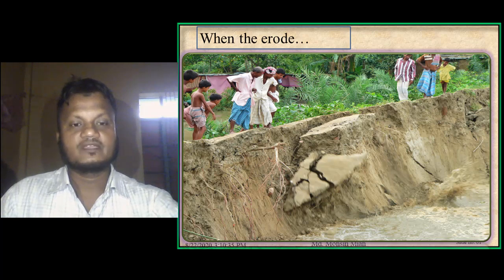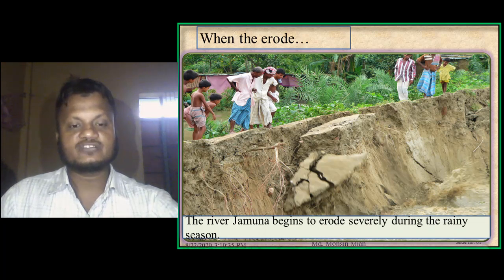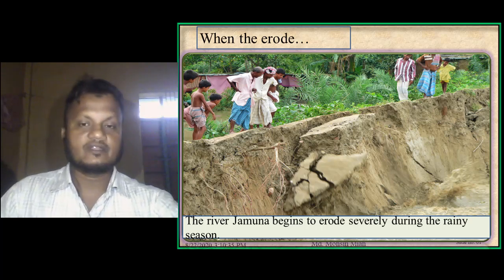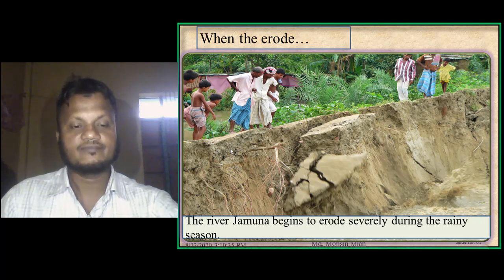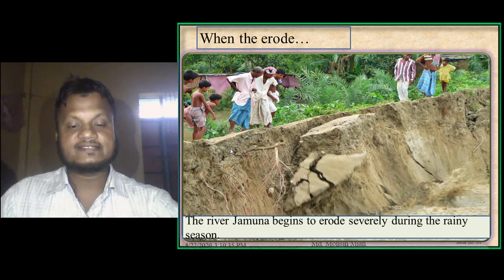Dear learners, river erosion happens in our country, especially in the rainy season. When the rainy season starts, our land is filled with water, and because of strong current, river erosion happens, and our mighty rivers grasp and consume our land, our properties, our cultivable land, and our houses. The Jamuna river begins to erode severely during the rainy season. Actually, all of the rivers consume our houses during the rainy season.